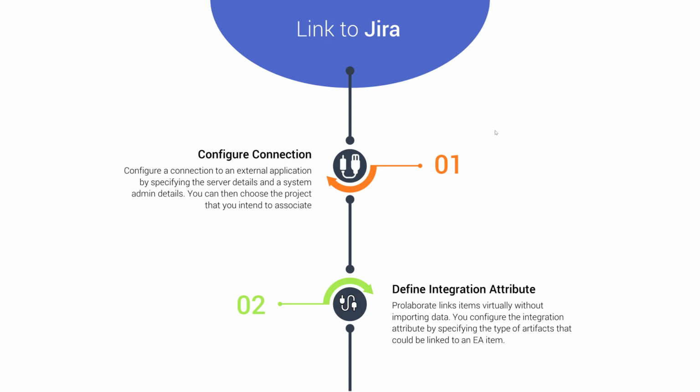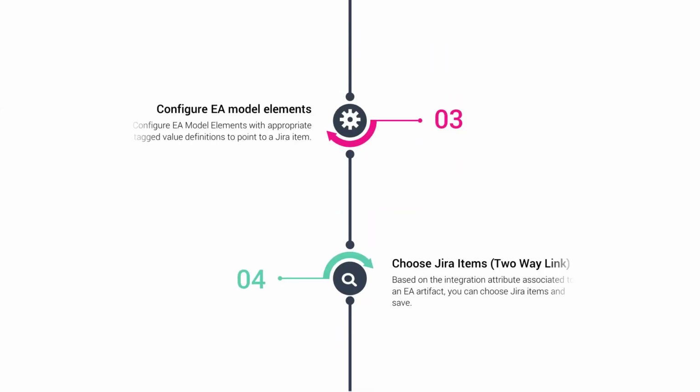The first one is configuring the connection, which is to specify the server and give the user credentials to connect to the Jira server. Once that's done, we need to define something called an integration attribute, which is very similar to how you define a refgood or a refgood list in EA, but we use Jira selection and Jira filtering to define that attribute. Once that's done, we can treat it like a normal property in Prolaborate. You could go to the modeling languages designer, use this new property, and assign it against any EA artifact, for example, a use case.